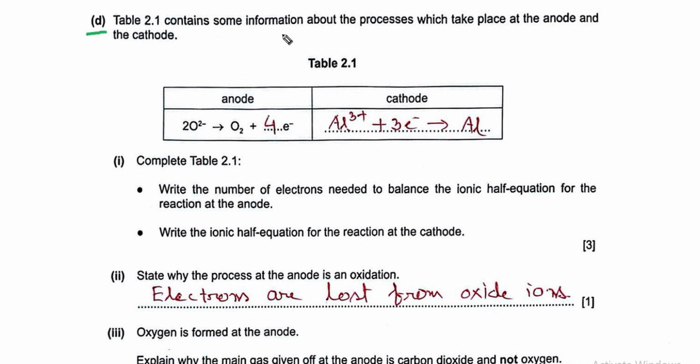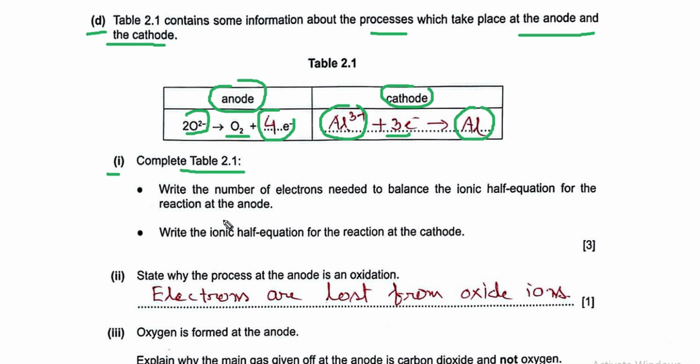Table 2.1 contains some information about the processes which take place at the anode and at the cathode. At the anode, oxide ion loses 4 electrons to form oxygen. At the anode, an oxidation reaction occurs. And at the cathode, aluminum ion gains 3 electrons, as it is 3 plus, so it gains 3 electrons to form aluminum. Complete table 2.1 is done.